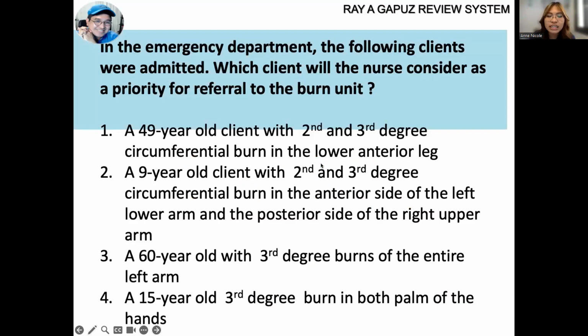In the emergency department, the following clients were admitted. Which client will the nurse consider as a priority for referral to the burn unit? Again, first, look at the third degree burns of more than 5% in any age group. Do you see one?